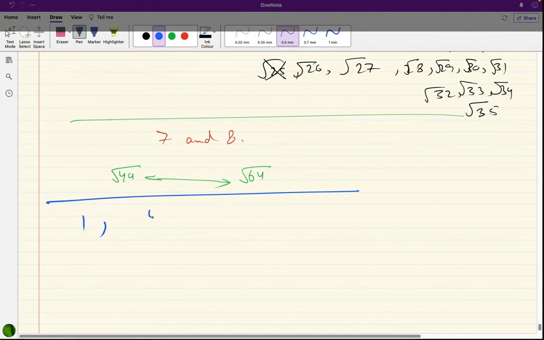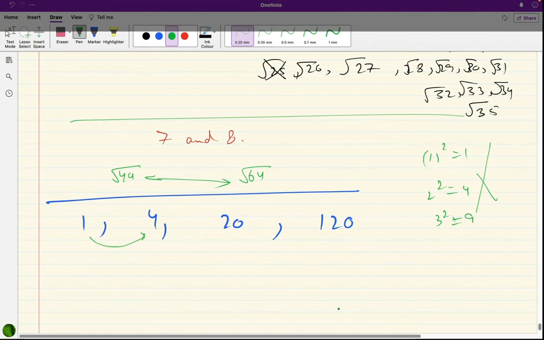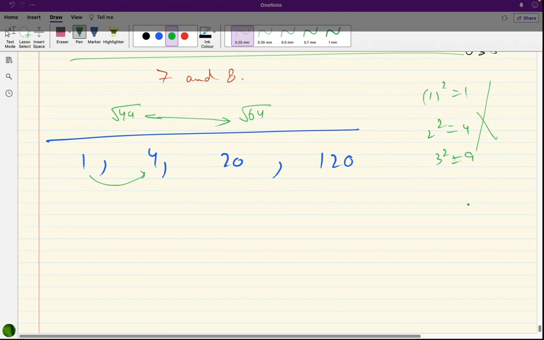So 1, 4, 20, and 120. If I have to go from 1 to 4, either I was thinking it should be 1 square is 1, 2 square is 4, but then 3 square is 9, it is not 20. So this is not what we should be thinking. When we are thinking about the difference, this is 3, then 16, then 100. Still no pattern in 3, 16 and 100.